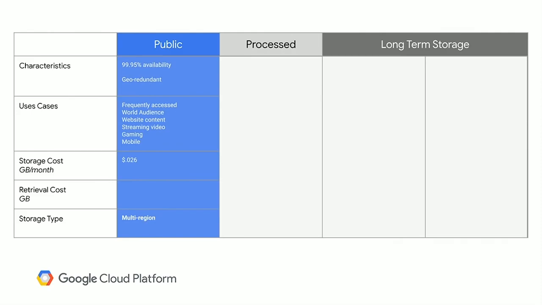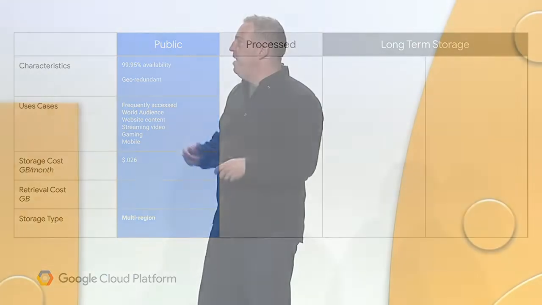It is 99.95% available. It's geo-redundant. So this is for web content. This is for stuff you want to push to your users as close as possible so that they get the fastest pull down of the data that you possibly can give. It is 2.6 cents per gigabyte per month to store it there. Now, that's for public-facing data.